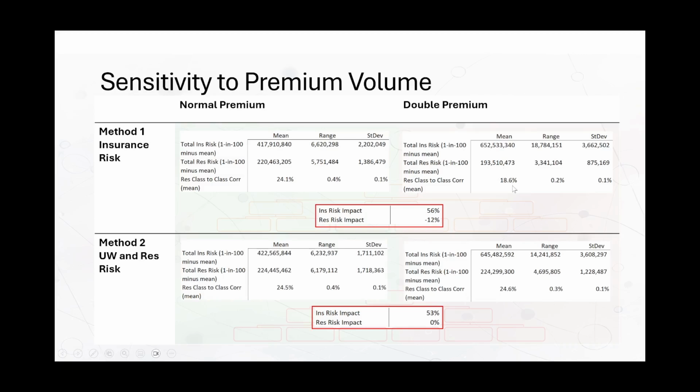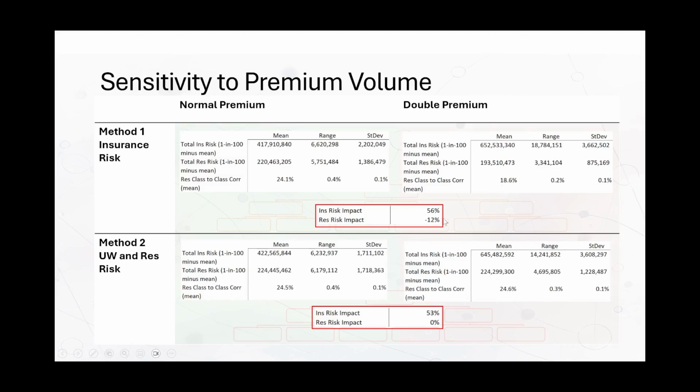Conversely, what we would see is that the class-to-class correlation strength being inherited on the underwriting risk side has strengthened beyond what it would have been under normal premium assumptions, and so the underwriting risk distribution is getting an extra boost. It's getting a double increase, both from the exposure measure, but then also from this greater inheritance of the correlation structure. And I find this to be probably the big drawback of the method one approach.